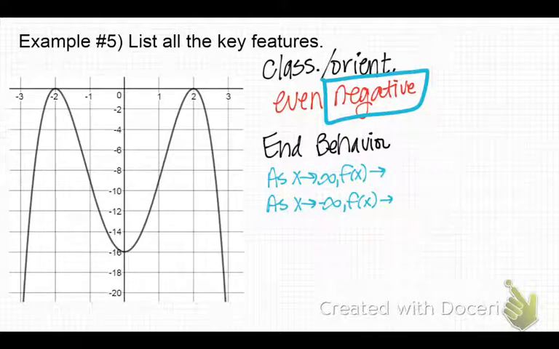Okay, so as I move to the right, as x goes to the right, where does y go? Does it go up or down? It goes down. It's facing down. And what about as I move to the left? Does y go up or down? It also goes down. So both of these go to negative infinity.